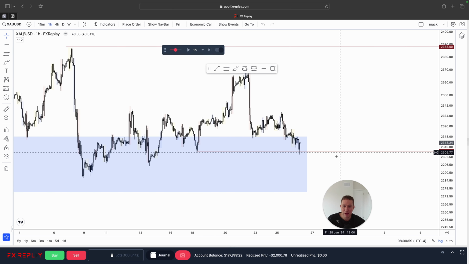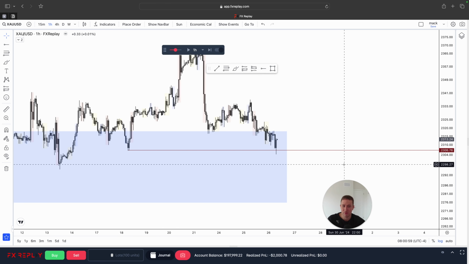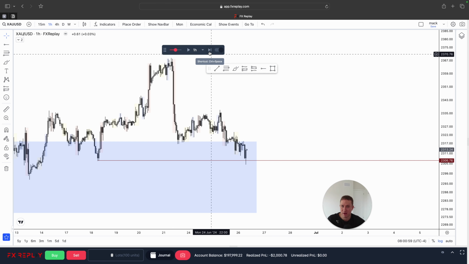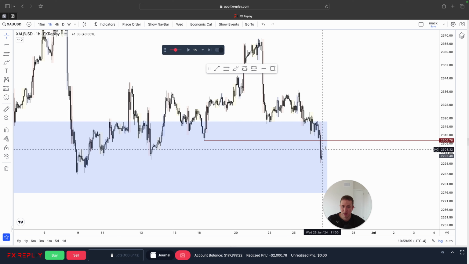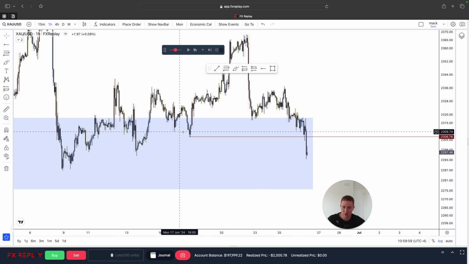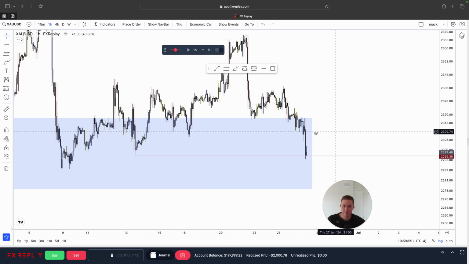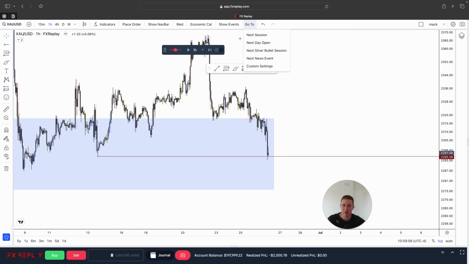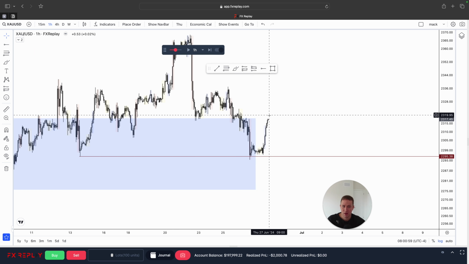Okay, so yeah, I got stopped out on that trade. It is what it is. We move on. I'm going to fast forward now and see if anything happens in New York session. Okay, so we did not break above higher. We're still waiting. Now we ran this low, and now we kind of do the exact same thing. We're going to go to the next day open. You can see London session had a rally to the upside.